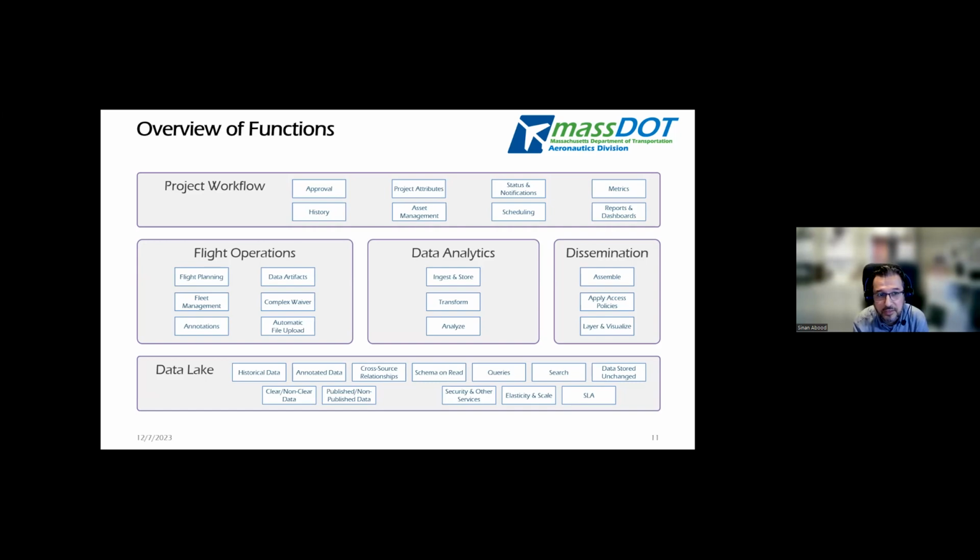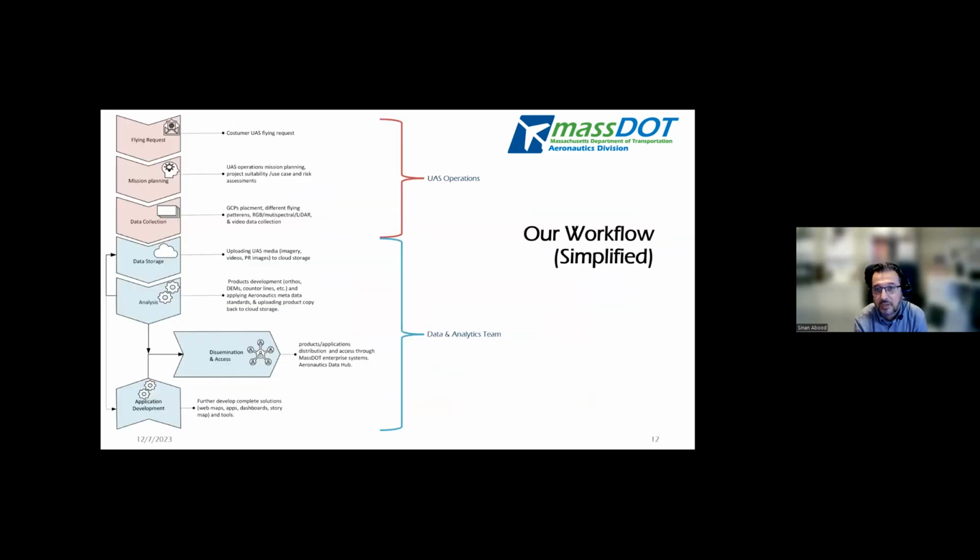This is a little bit of a complicated workflow, so I wanted to show a more simplified one. We have two teams, the UAS ops and the data analytics team, and we work together on a daily basis on our projects. From the first step, when we get a flying request, we work together on project feasibility. After the approval, UAS operations take over for mission planning and data collection. Then it gets pushed to our data storage platform, and from there the data analytics team takes over and does the analysis.